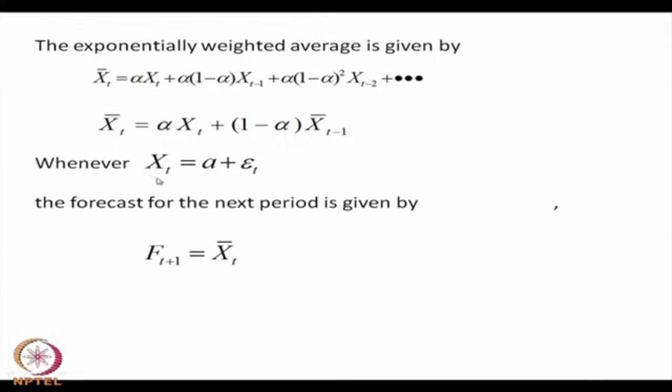Now, whenever there is only noise and an average value, we take the forecast for the next period f t plus 1 as equal to x bar t, because the expected value is a, and if it has no trend, no seasonality, then f t plus 1 will be nothing but equal to the average value a, x bar t. So, our exponential smoothing formula is really this, and when used as a forecasting method, then instead of x bar t, we could as well write f t plus 1 equal to alpha x t plus 1 minus alpha f t. Instead of x bar t minus 1, we can write f t.